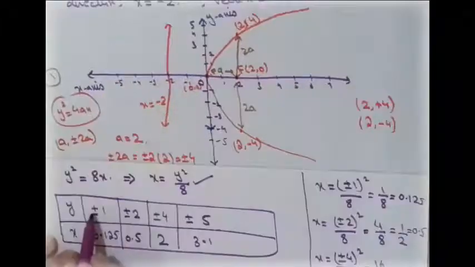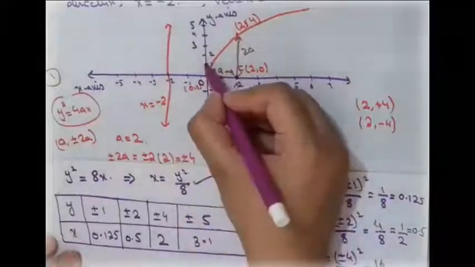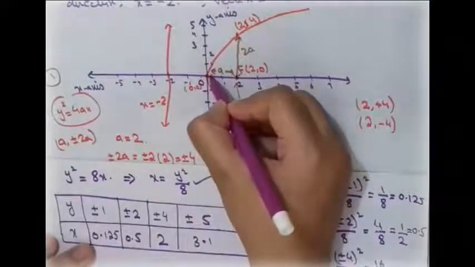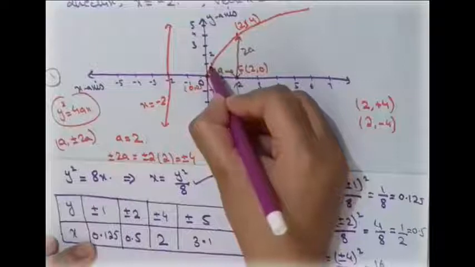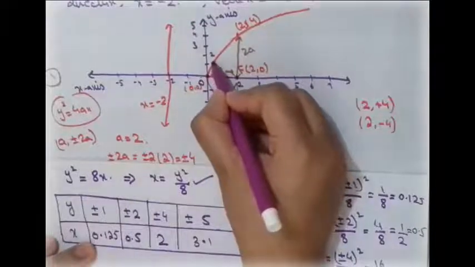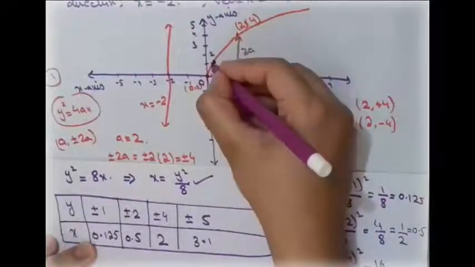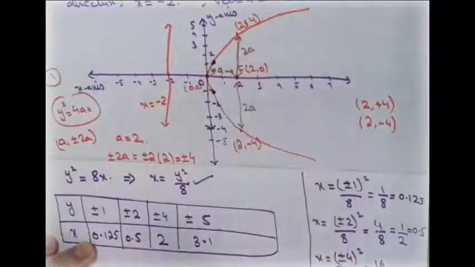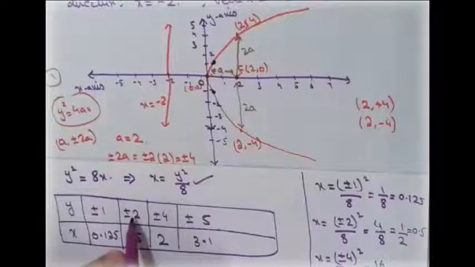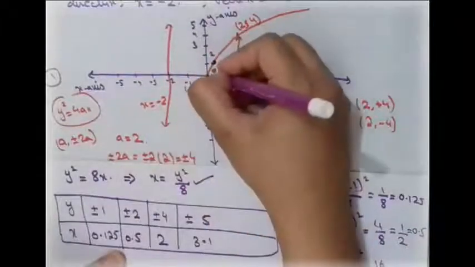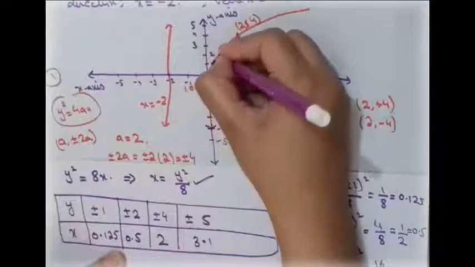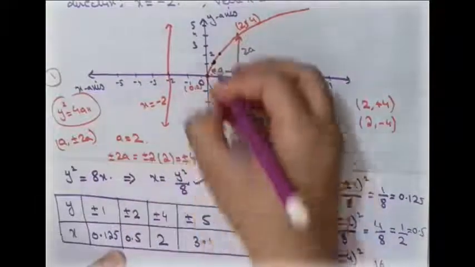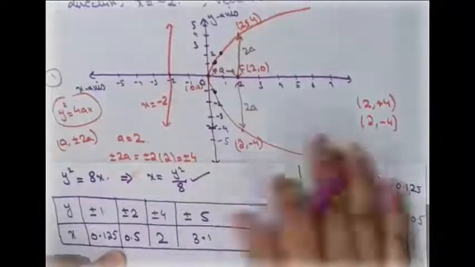The value of y is 1, then the value of x is 0.125, which means a point is something here, and in a similar way this is a point which is something here. And if the value of y is positive 2, then it will be 0.5. 0.5 is something here, and here is a point of 2. So we get a second point.